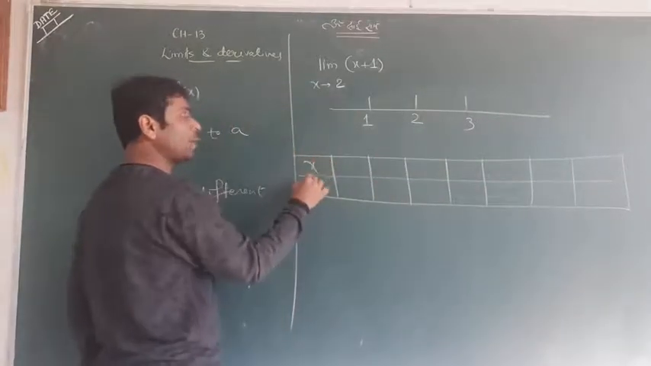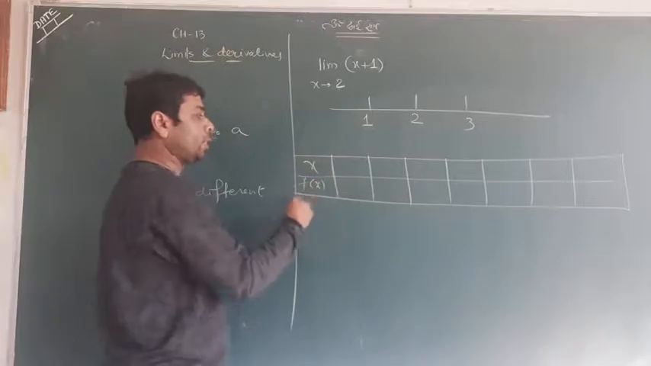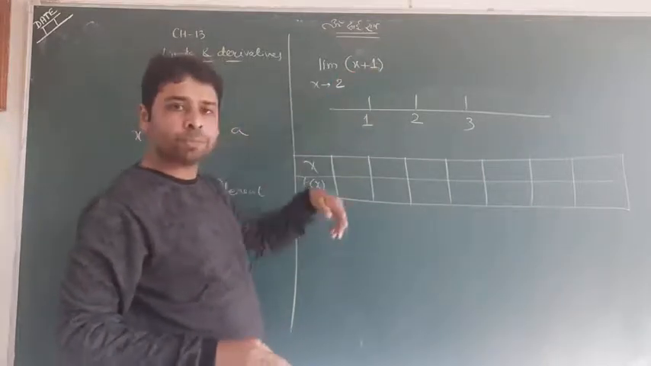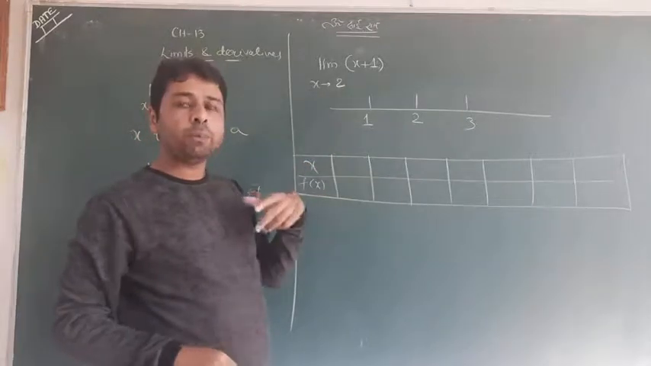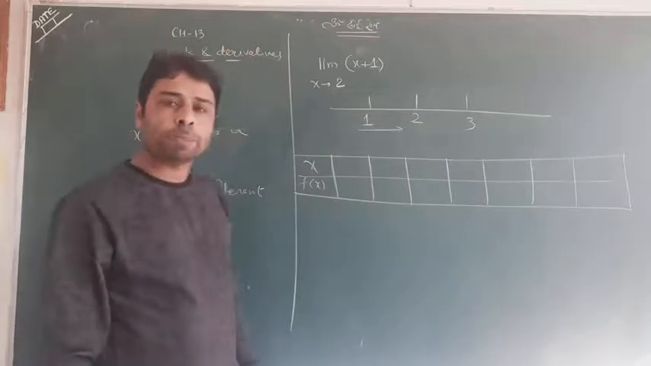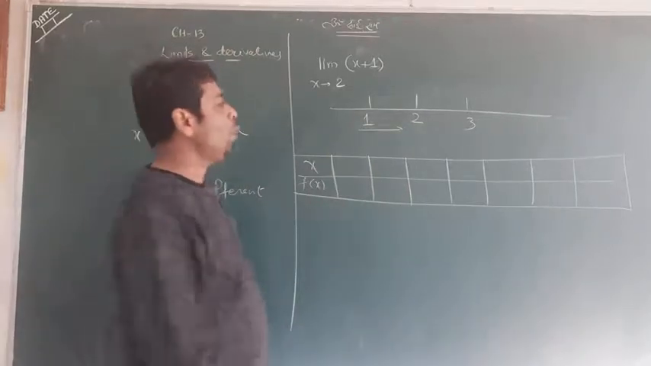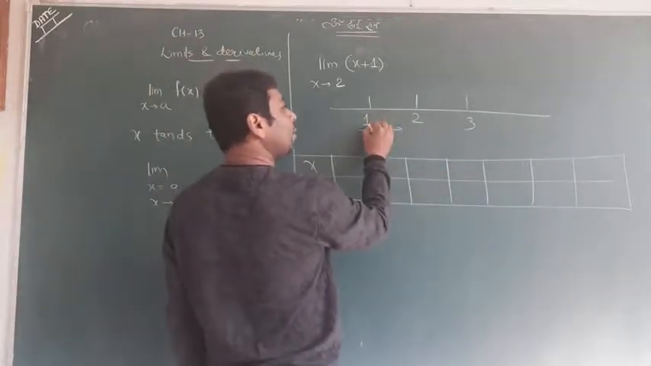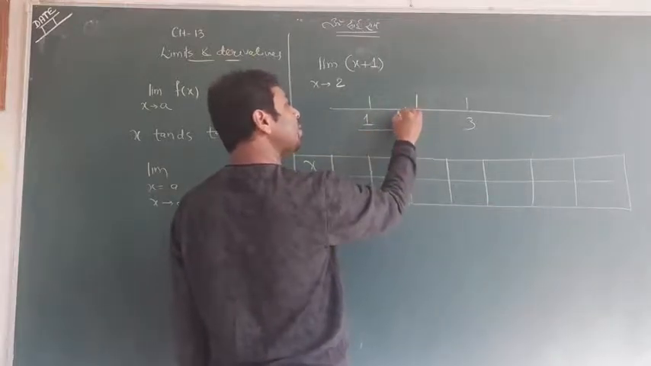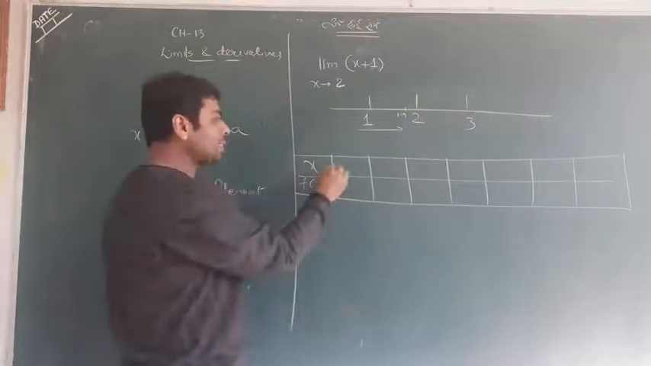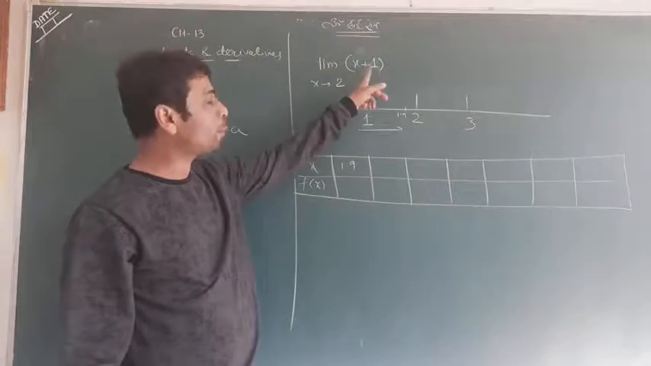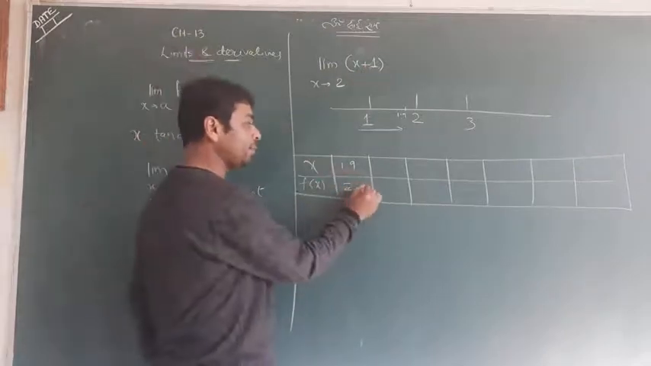I put some values of x and will find the value of f of x. This is my f of x. And I am telling you that x is reaching to 2, from which direction? First I am taking that x is reaching to 2 from the left direction. When x is reaching to 2 from the left direction, it will be nearest, suppose 1.9. So what is the value of the function? Put here 1.1, 1.9 and 2.9.